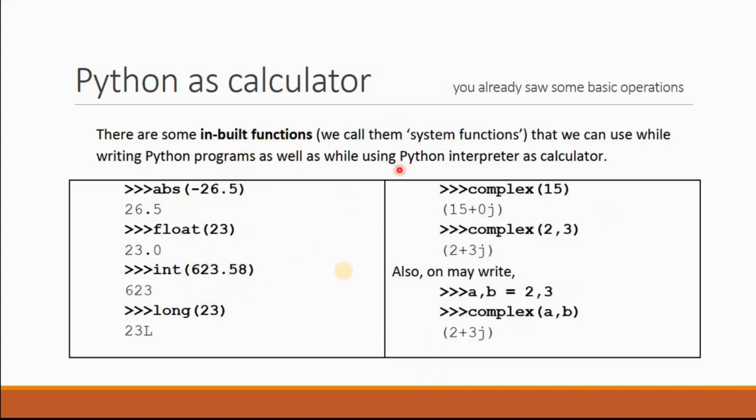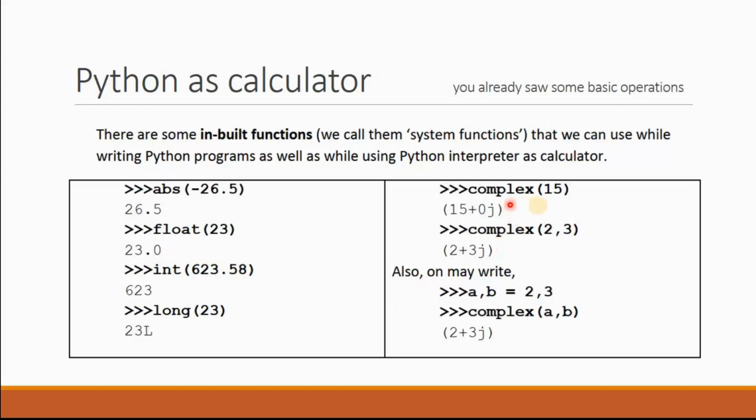So here I have some inbuilt functions for continuously switching between these types. So suppose you write float of 23, then it will convert 23 as 23.0. It will convert it into a float. If you write int and then you write some float, then it will cut off whatever is there after the decimal place. Note here that it is 0.58, that is more than 0.5, but still it does not round it off. It just considers the integer part of it.